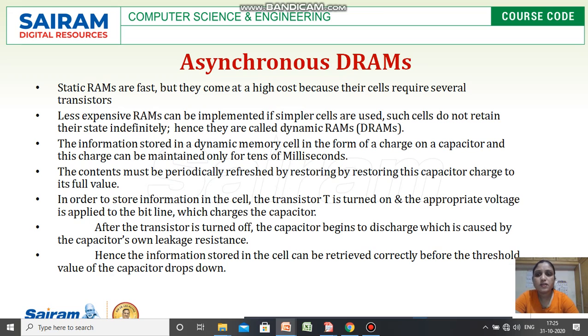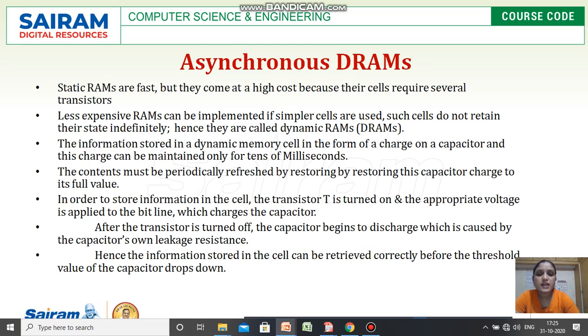Less expensive RAMs can be implemented if simpler cells are used. Such cells do not retain their states indefinitely, hence they are called dynamic RAMs. How it is implemented, we will see now.